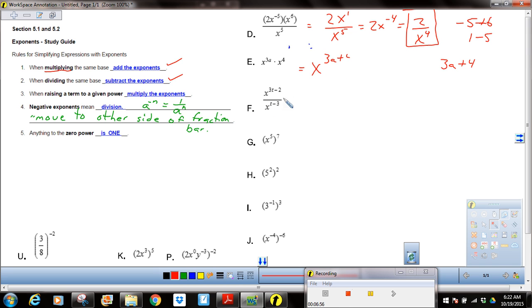On f, it's dividing the same base. I'll subtract the exponents. So I have 3t minus 2 minus (t minus 3). I'll need to rewrite this to simplify it. 3t minus 1t is 2t. -2 plus 3 is +1. This ends up being x raised to the 2t plus 1.